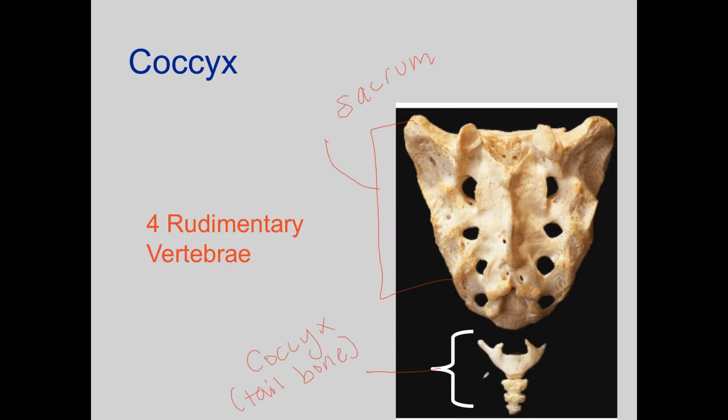So it's also some fused vertebrae, but they are extremely rudimentary and have secondarily lost almost all of their familiar features. So no vertebral body, very little in the way of transverse processes, no spinous process at all. So it's basically just a little bony nubbin. So that's this little guy right here.